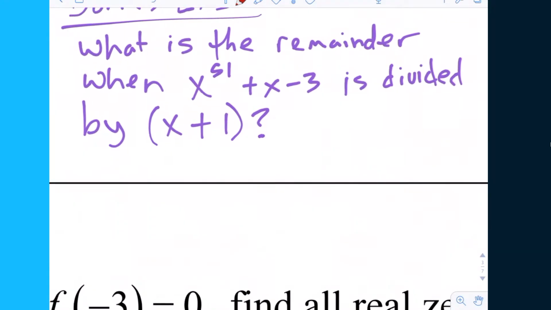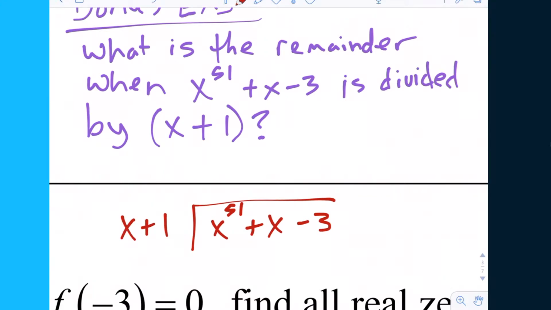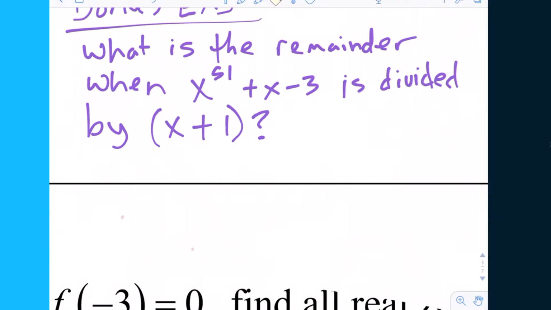So here's one way to do it. You can actually do x to the 51st plus x minus 3 divided by x plus 1. You can actually do the long division, right? And then at the bottom you'll have your remainder. We saw that yesterday and we're like, as much fun as that is, I think there is such a thing as too much fun. And that might be it. That might qualify.